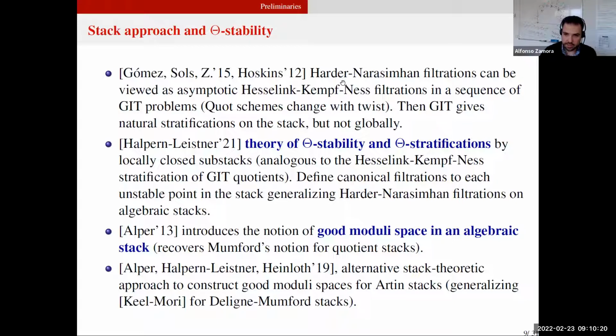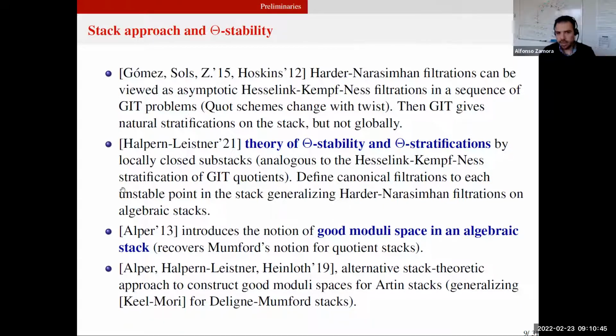So for different twists, you get different GIT problems. And for each GIT problem, you get a different quotient. Although you recover the same moduli space, the stratifications in instability types, or Harder-Narasimhan types, could be different. So this is why I write here that GIT gives you natural stratifications on the stack, but not globally, only on some truncation of the stack.